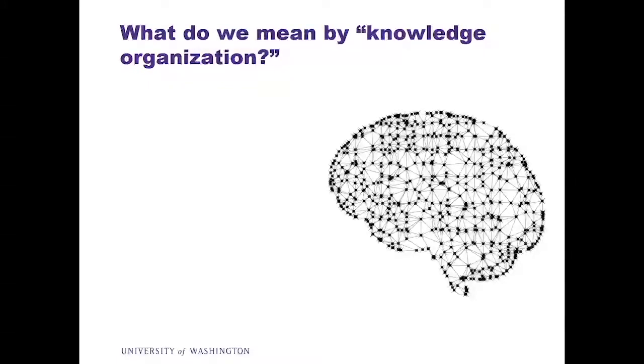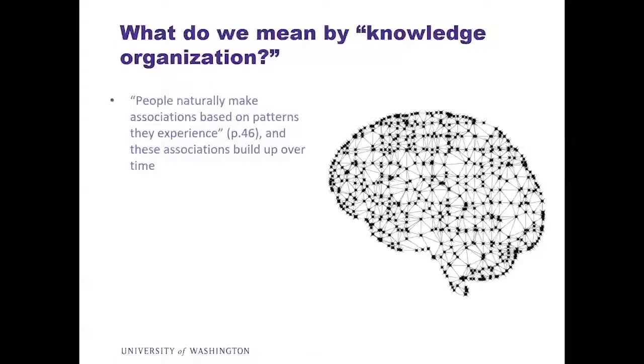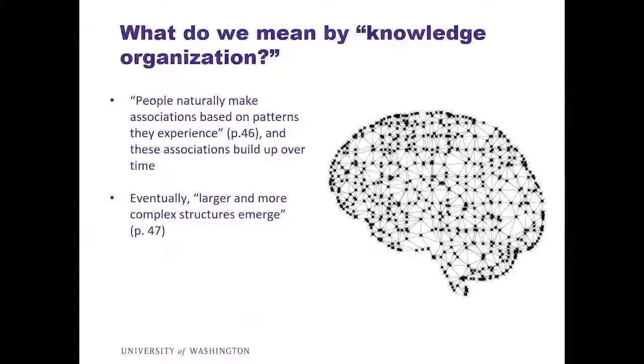Before we talk about how knowledge organization influences students' learning, let's talk about what knowledge organization is. As Ambrose et al. explain, people naturally make associations based on patterns that they experience, and these associations build up over time. For example, we come to understand that flipping a light switch causes a light to turn on, or that there is a conceptual relationship between ideas that share meaning, such as fairness and equality. Eventually, as we build these associations, larger and more complex structures emerge that reflect how entire bodies of knowledge are organized in a person's mind.